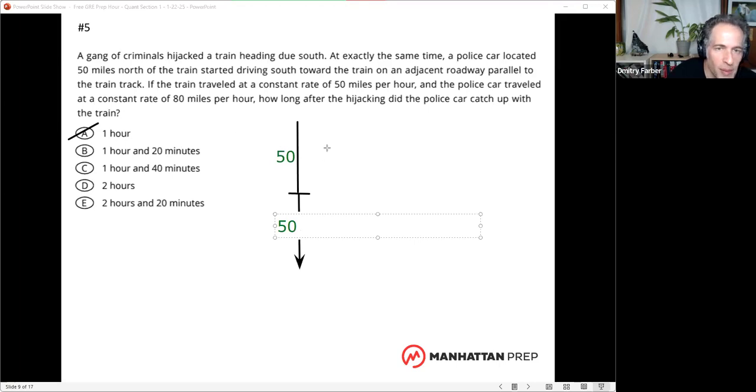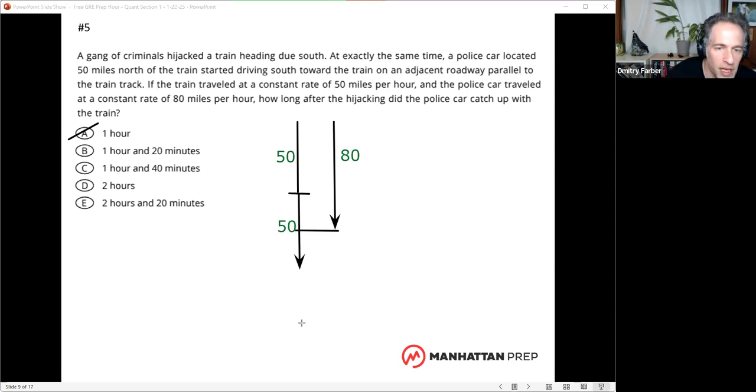So meanwhile, what's happening to the cops? They start here, but in an hour they go more than 50 miles. They go 80. So they're catching up for sure. But what we can see is that at this point, after an hour, the criminals are still 20 miles ahead of the cops. So what happens after a second hour?